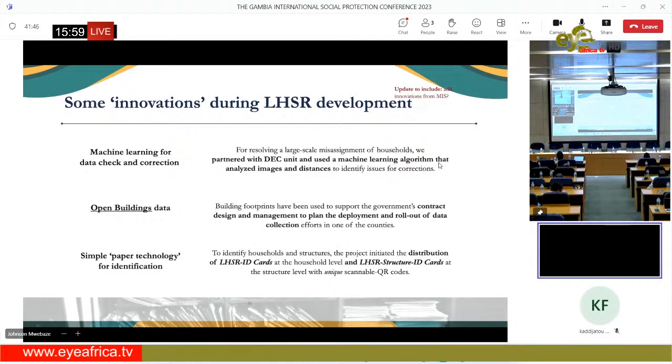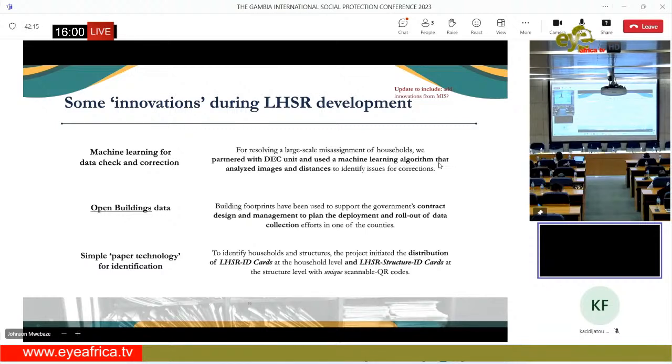Of course, for Liberia, we went ahead and tried to implement a couple of things. One thing we did was structure listing. When you're developing a register, structure listing helps you plan: know how many structures are out there, plan your data collection so that you know how many meters you want, how long it's going to take, what the cost is, etc. So we tried to use some technology to improve or simplify the process.